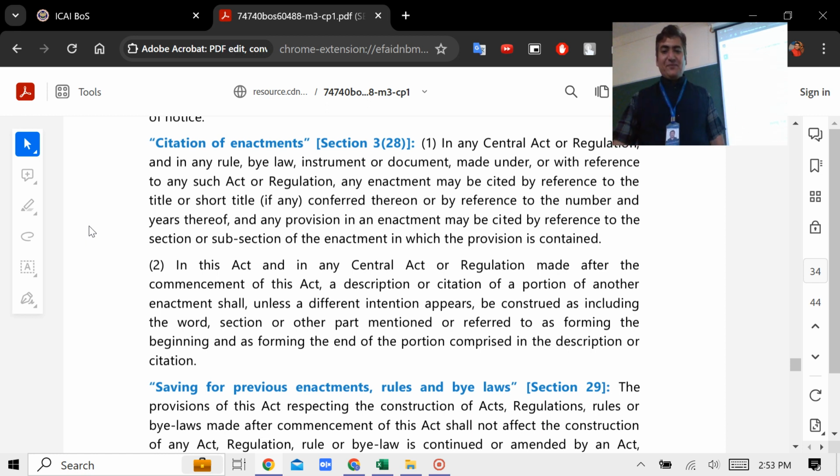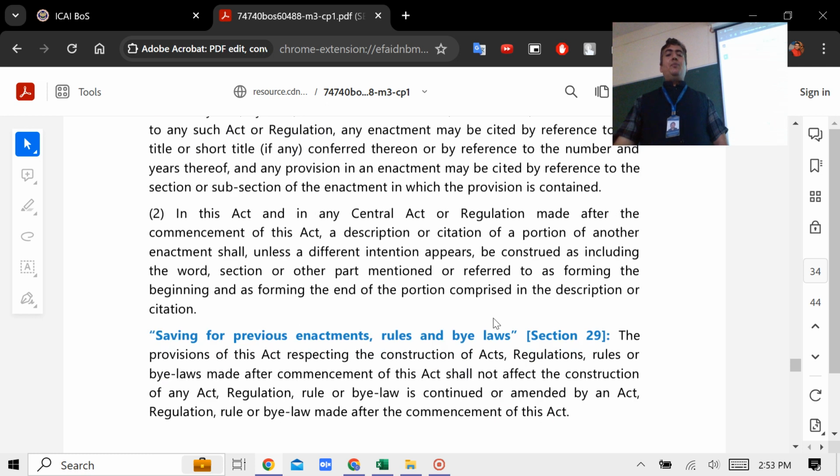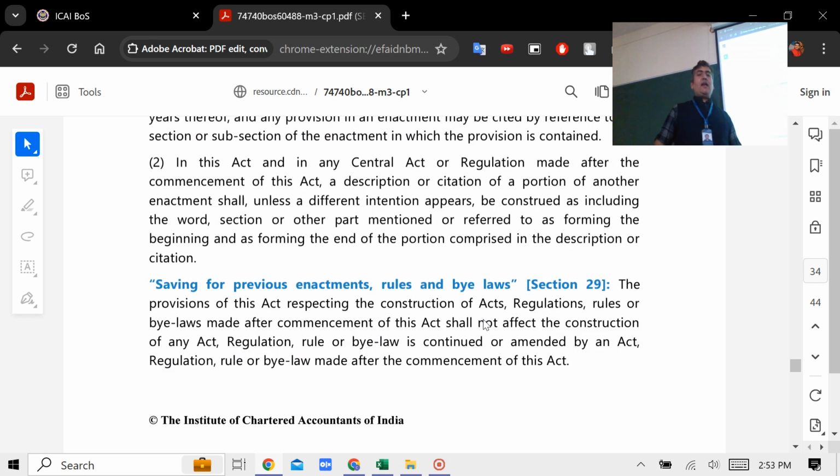Let's move ahead. Okay guys, section 29, I have already said, is the saving for the previous enactments, rules and bylaws. This is the same thing I already explained: until the new regulations, new rules and new acts come into force, whatever old judgments, old explanations, old orders will be continued as they are. Make sense or not? And this will happen in two cases: when the old act is repealed and in place of that another act is re-enacted.